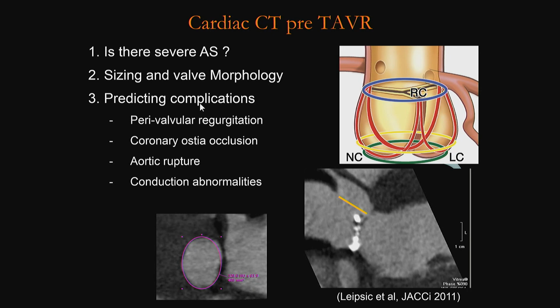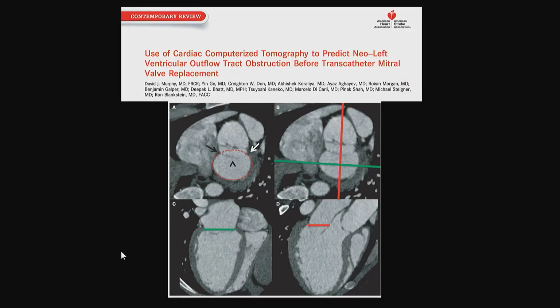So to really get the true measurement of this annulus, a 3D modality such as CT would be preferable. CT can also predict various complications, and while I will not go into them for the purposes of this particular talk, there are various studies showing how CT can be used to predict perivalvular regurgitation, coronary ostial occlusion, and here you can see on the bottom right how we measure the height of the coronary arteries for certain devices, aortic rupture in patients that have porcelain aortas, or even conduction abnormalities. So these are all complications of TAVR that may be predicted with the use of cardiac CT.